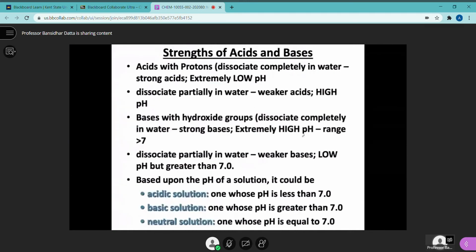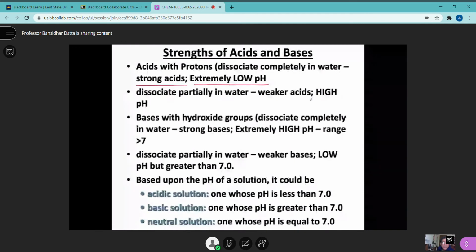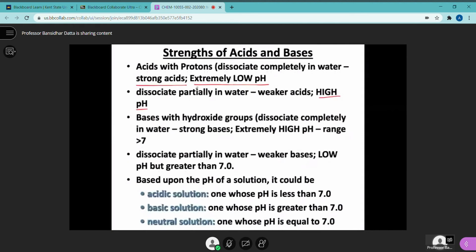So, the strength of acids and bases. Acids whose protons dissociate completely in water are strong acids. I just said that, right? And that gives you an extremely low pH, and we'll do it very soon. When the acid dissociates partially in water, it's a weaker acid, and it gives a higher pH. I will talk about that part very soon as well. So once again, if acids dissociate completely in water, strong acid. Dissociate partially, less than 95% or so, very similar to the principle we did for solubility and electrolytes, remember? That's a weak electrolyte, that's a weak acid.